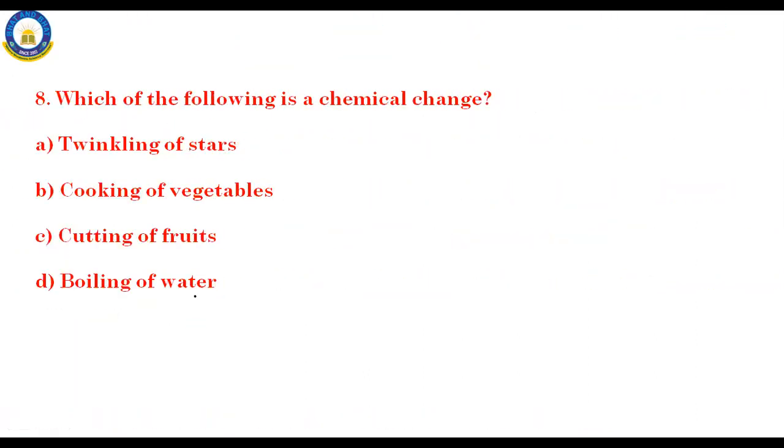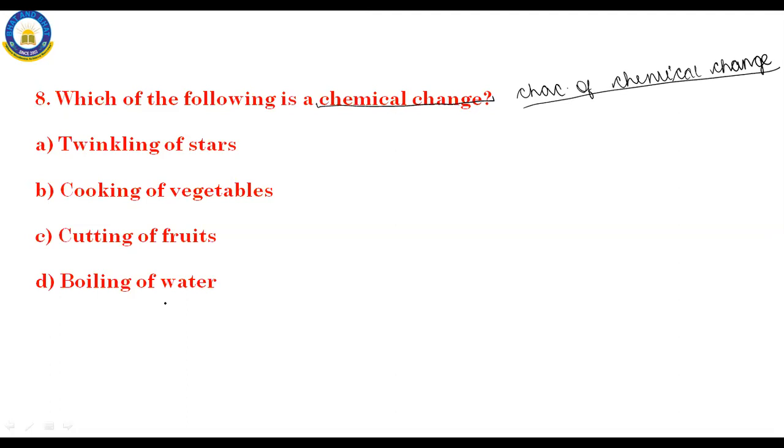And yes, we are starting the eighth question now. Which of the following is a chemical change? So now the question is directly on the chemical change. So again, we have listed out some characteristics of chemical change. So I hope you all remember those characteristics of chemical change, and you should just match the characteristics for which it suits, and then you have to give the correct answer. So now, twinkling of stars, cooking of vegetables, cutting of fruits, boiling of water.